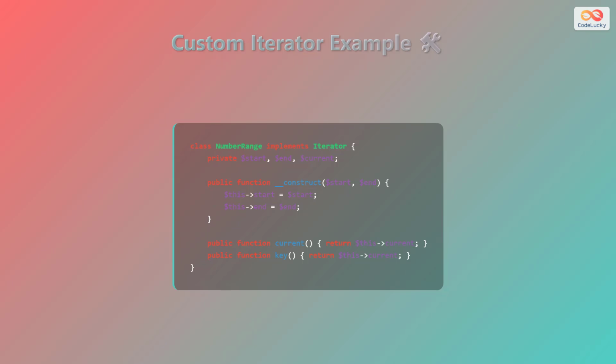Let's look at a custom iterator example. Here we define a class called numberRange that implements the iterator interface. The class takes a $start and an $n variable in the constructor. The current function returns the current number. The key function returns the current number as the key.